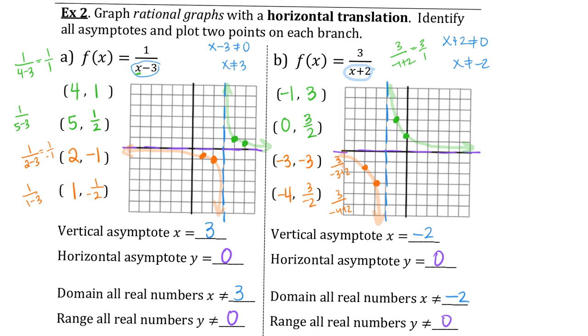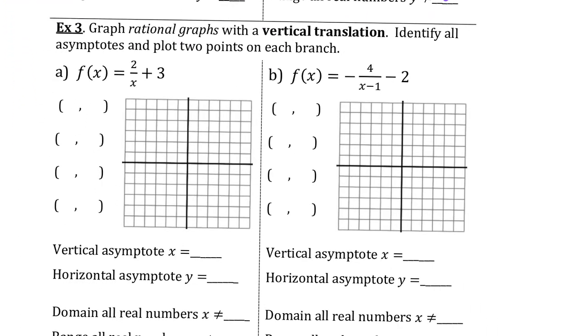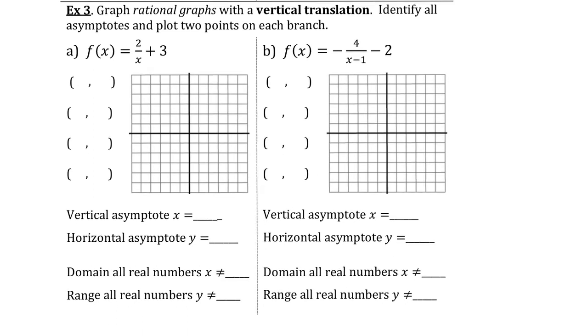Okay, last, what can we add? Vertical translation. This one is going to have a vertical translation, so we'll see how that affects it. But I always start the same. I'm going to start with the vertical asymptotes. So I know domain is x can't be 0. And the reason it can't is because there is a vertical asymptote at x equals 0. So that's what I'm going to get first.